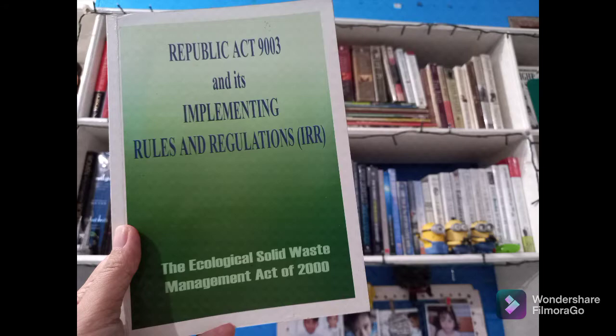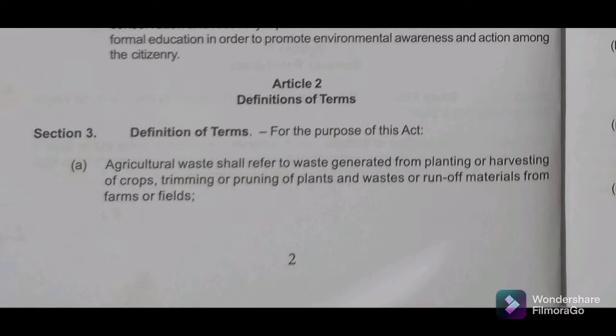Second one is the Republic Act 9003, otherwise known as the Ecological Solid Waste Management Act of 2000, which defines terms such as agricultural waste to refer to waste generated from planting or harvesting of crops, trimming or pruning of plants, and/or runoff materials from farms or fields. Do you think it is literary, or intended to entertain the reader, or academic, wherein a plain definition of a term is being given to the reader?